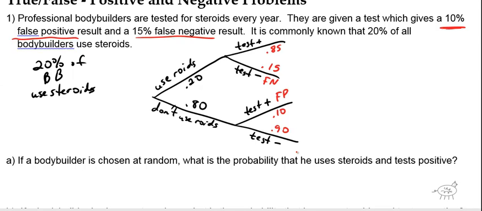So notice, math fans, these add up. Like this guy right here, that adds up to 1.0 because you either use steroids or you don't use steroids. Same thing with this one. You're either tested positive or negative if you use steroids, and same thing with this one. You're either tested positive or negative if you don't use steroids. Okay? So let me take these circles away here. But those are the probabilities we're going to be using now for these next couple problems.